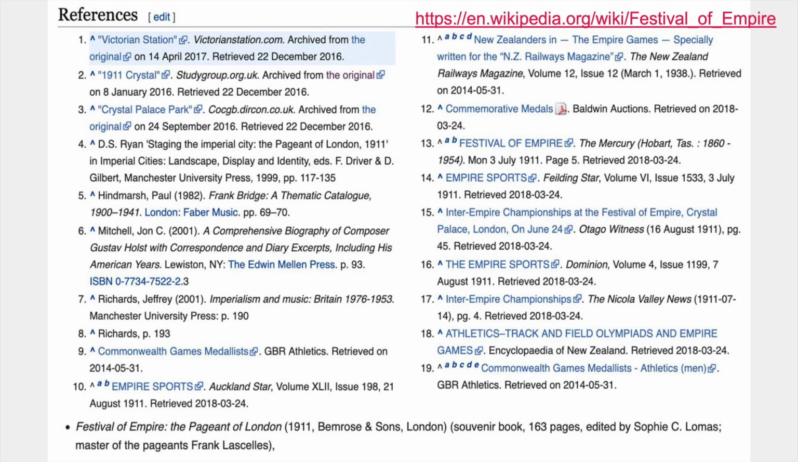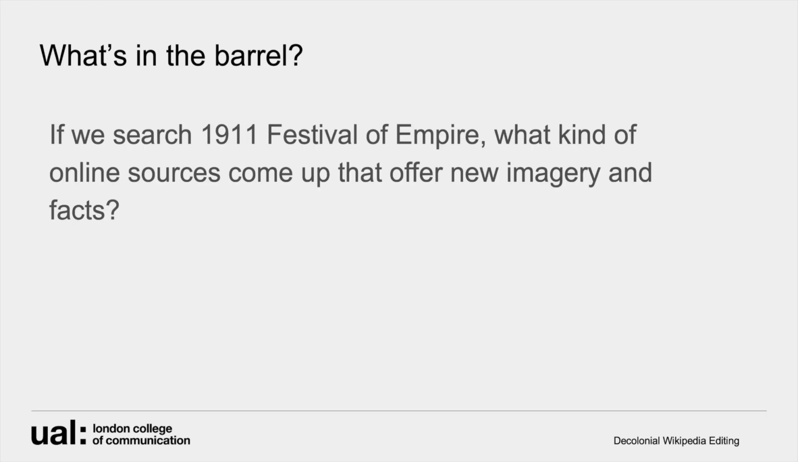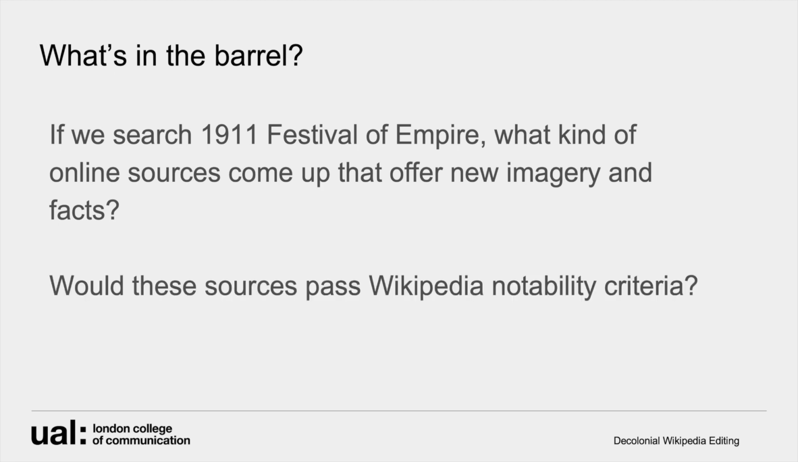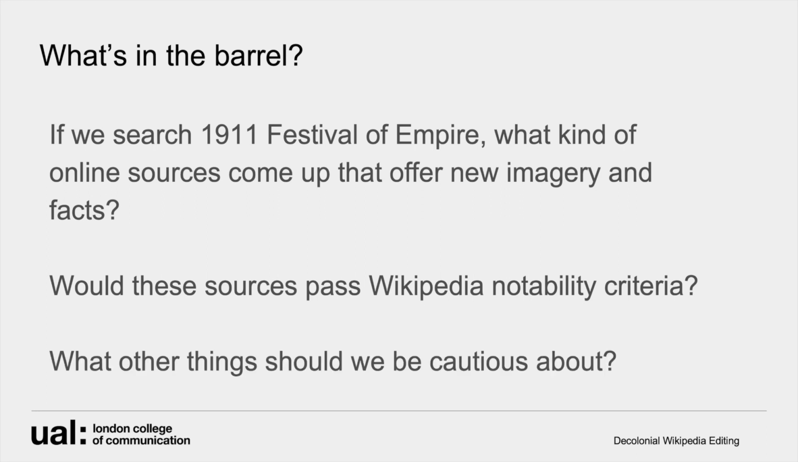For example, some of the more controversial imagery and facts associated with the aforementioned 1911 Festival of Empire could be added to its Wikipedia page. It's interesting to first evaluate the credibility of the references currently cited on the page. If we search 1911 Festival of Empire, what kind of online sources come up that offer new imagery and facts? Would these sources pass Wikipedia's notability criteria? What other things should we be cautious about?